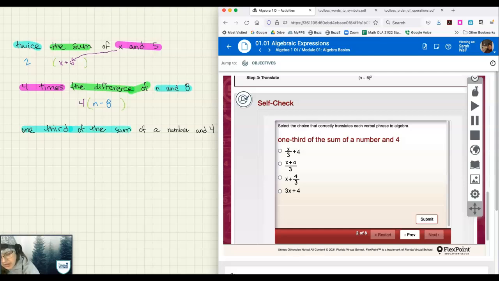So that's going to be one thing, right? And then a number and 4. So this is the craziness, all right? So we're going to start with a number and 4. X plus 4. So 1/3 the sum. This is a really interesting thing because what that's telling you is actually that you've got 1/3 multiplying the x plus 4.